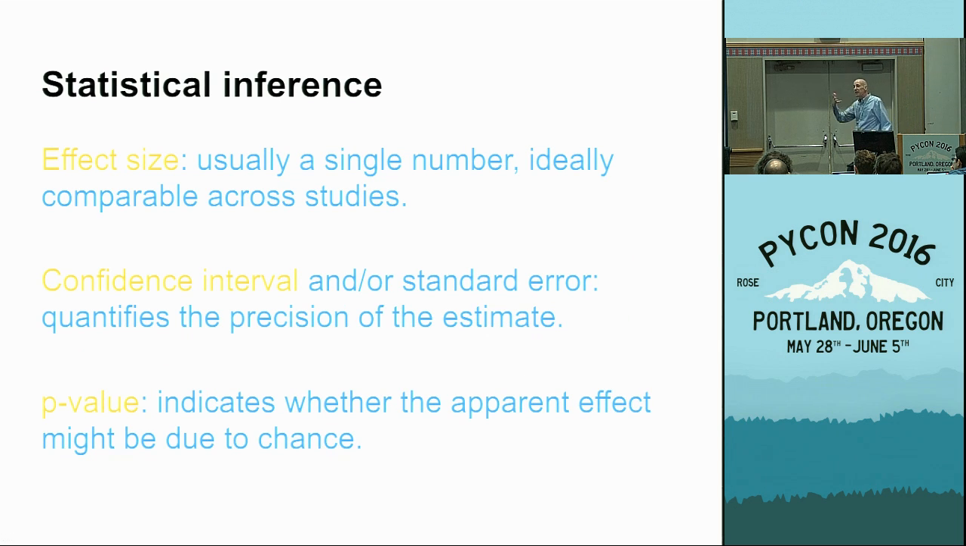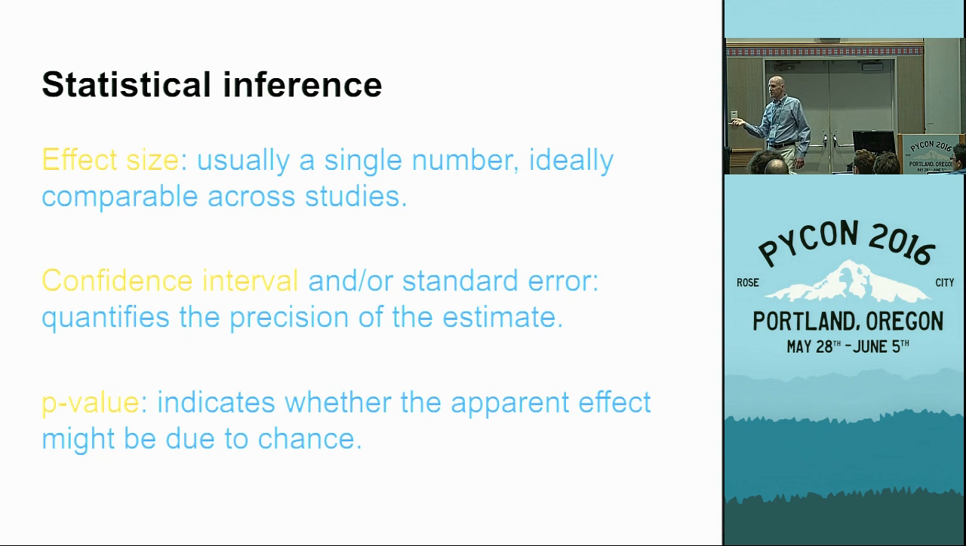And those are the three things I'm going to talk about today, in that order. First is effect size: measuring something and reporting usually a single number, that is, how big it is. Then a confidence interval or a standard error, which are usually equivalent to each other, just two different ways of representing the same information, a way of quantifying precision.